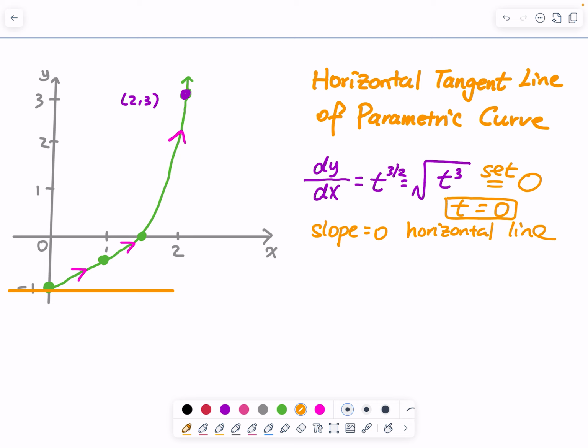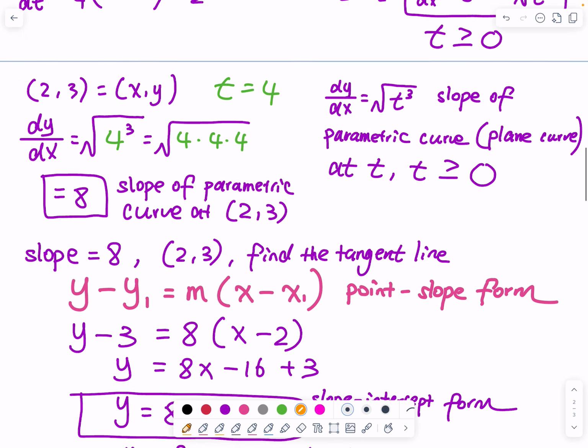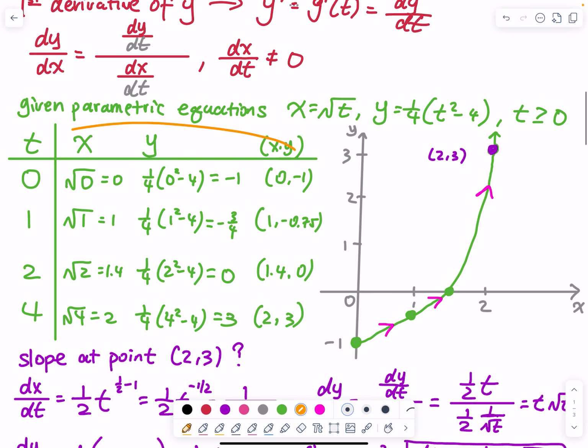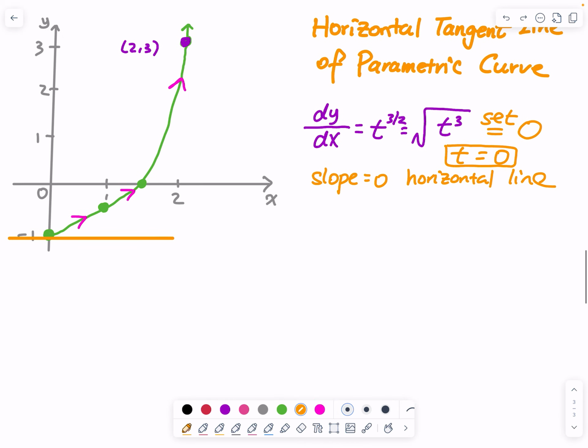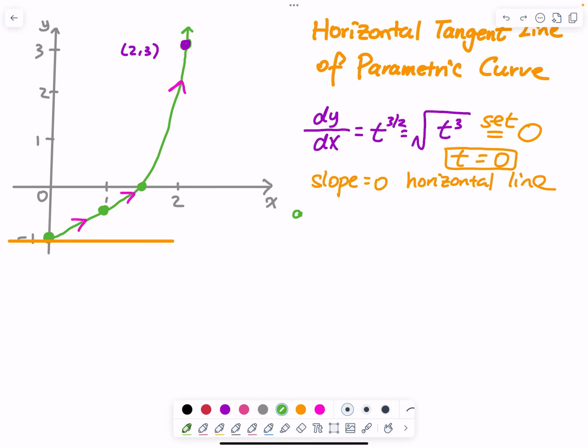Okay, for t equals 0, what point is this? Let me go back to my green table. When t is equal to 0, right there, the point is (0, -1). Okay, I will bring this down. Let's use green. So from the green table, when t is equal to 0, the point (x, y) is at (0, -1).